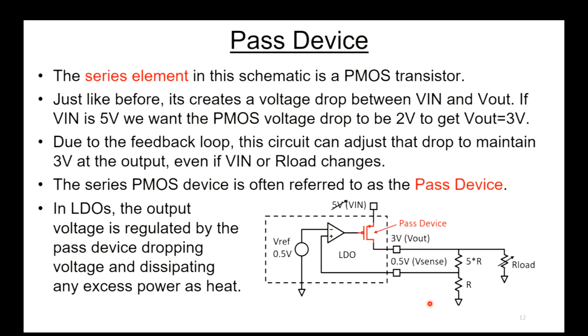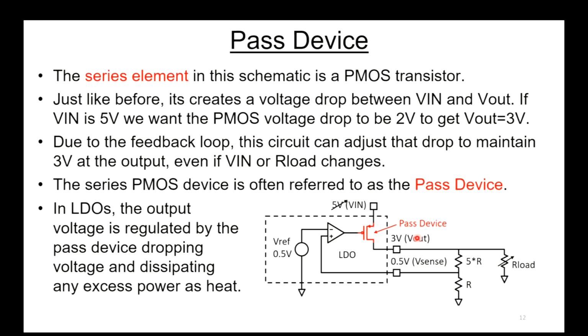And the series element in this schematic is a PMOS transistor, and that's shown in red down here. And just like before, it creates a voltage drop between Vin and Vout that brings down the Vin voltage to whatever output voltage we desire. In this case, we want 2 volts to drop across the PMOS device. Due to the feedback loop, this circuit can adjust that drop across the pass device to maintain the 3-volt output, even if Vin changes or the load changes.